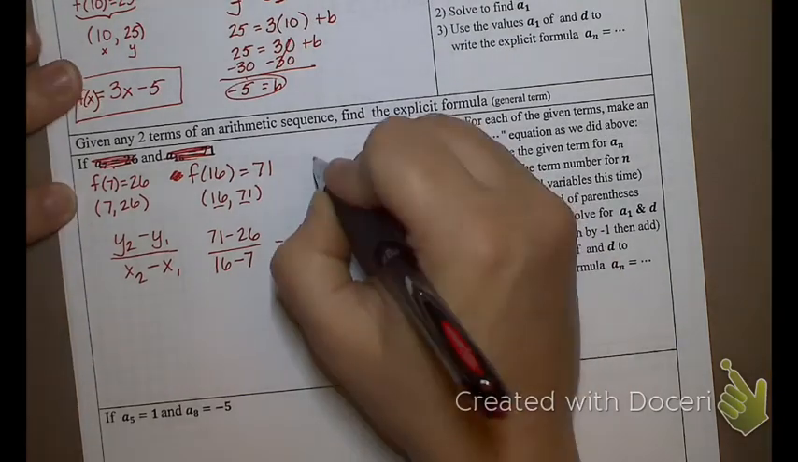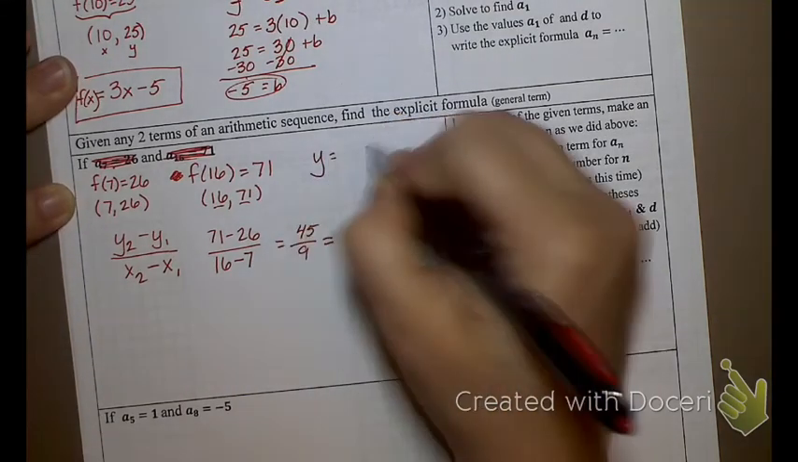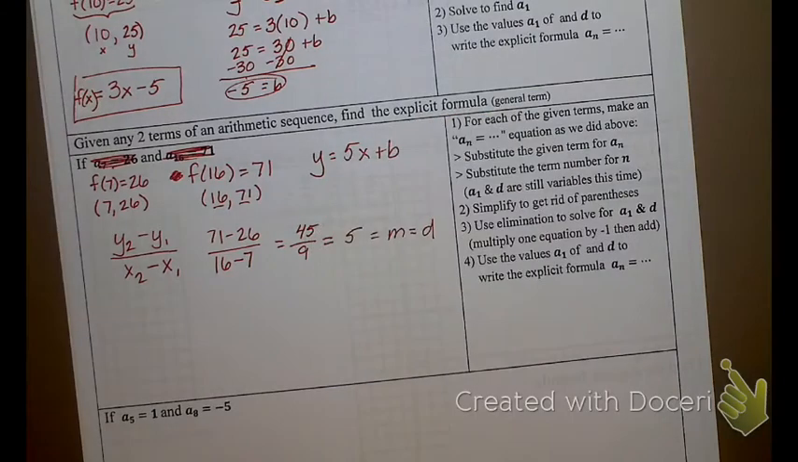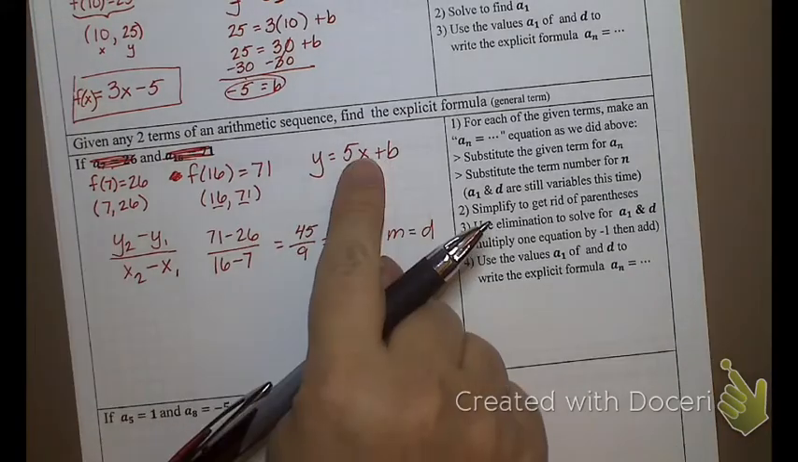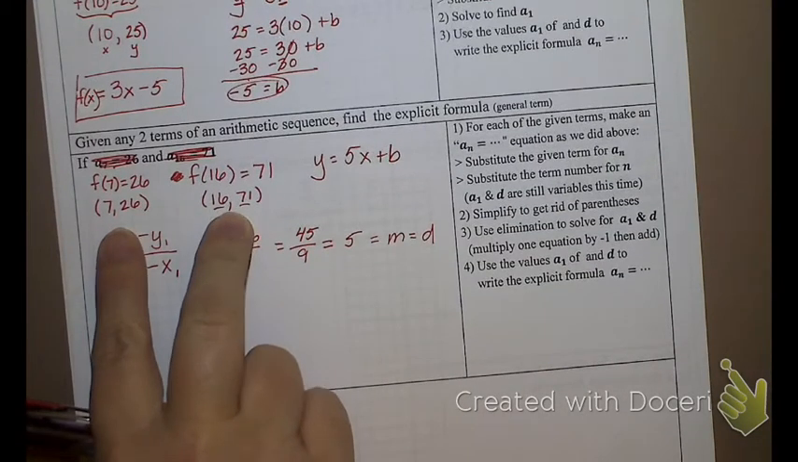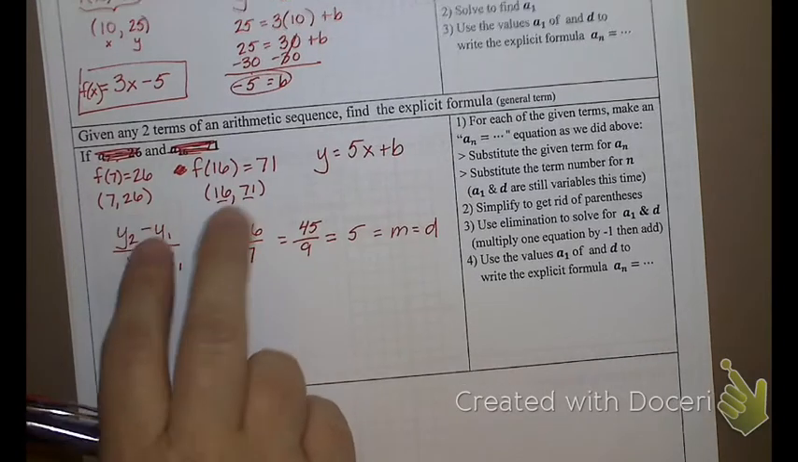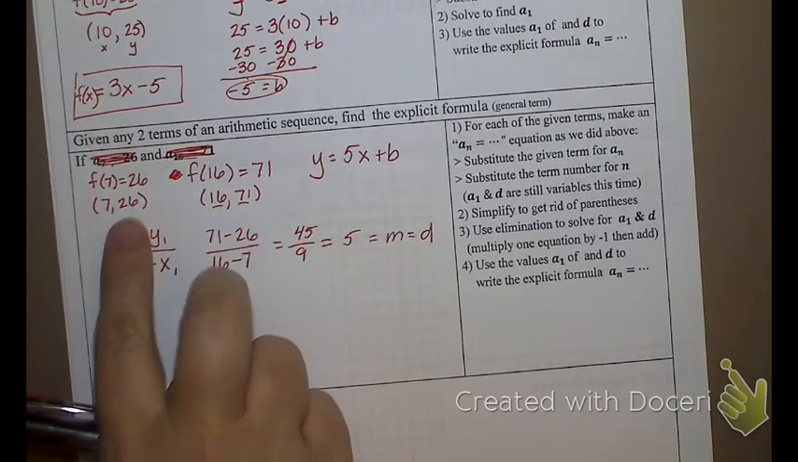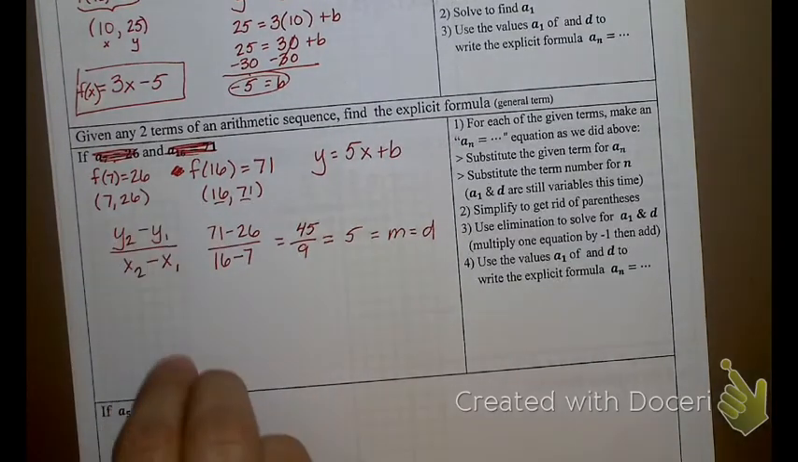So now I know that my equation is going to be y equals 5x plus b, and I've got to figure out what b is. How do you think I find b? Same way as before. I have a slope, but I have 2 points to choose from. Am I going to get a different answer if I choose (7, 26) or if I choose (16, 71)? No, because it's the same line. So you can choose either point. You will get the same b value. So choose the point that seems more reasonable to use.